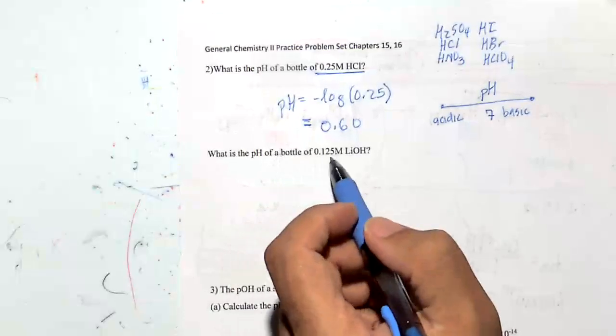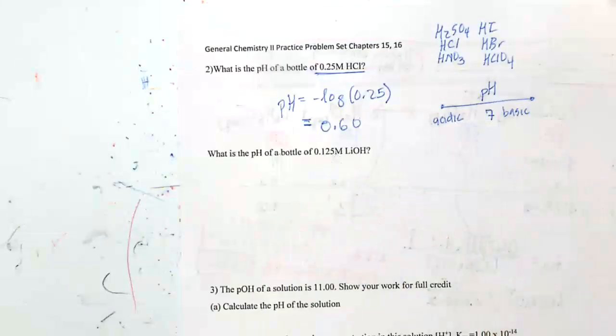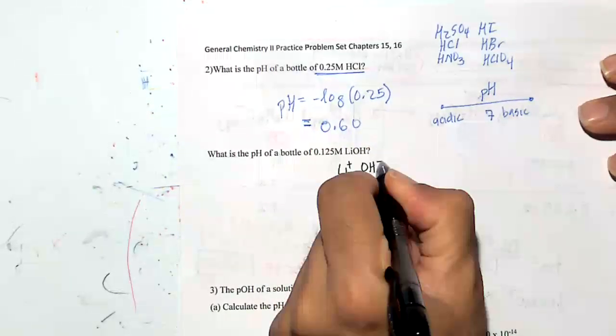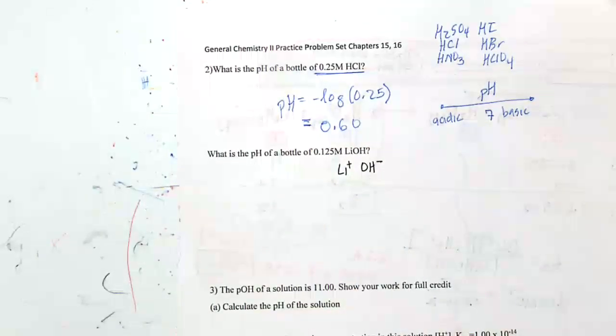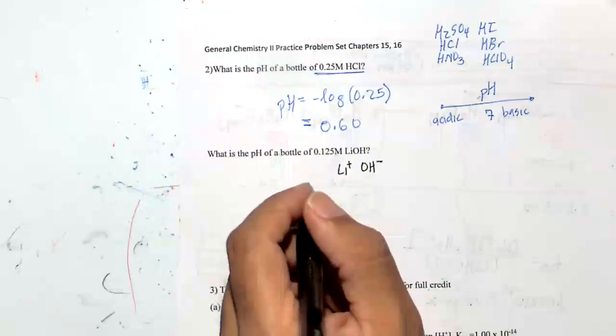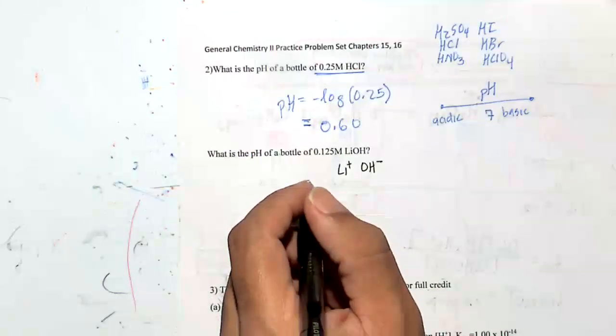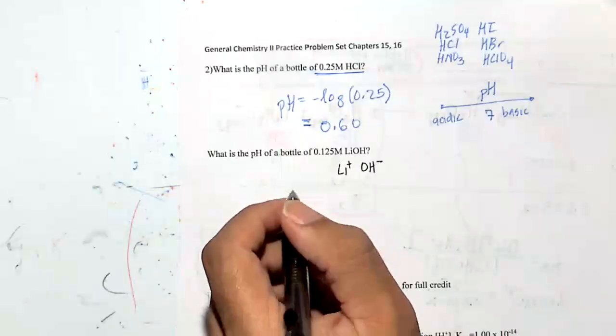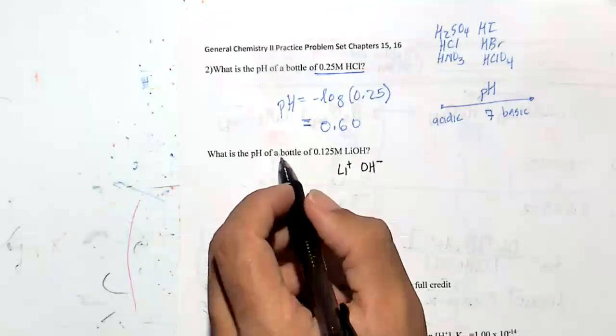How about the pH of a bottle of lithium hydroxide? Can I plug this into the pH equation? What is lithium hydroxide to you guys? Lithium hydroxide is ionic, so in water it will be Li+ and OH-. And what do you think this is? Weak base, strong base? This would be a strong base.